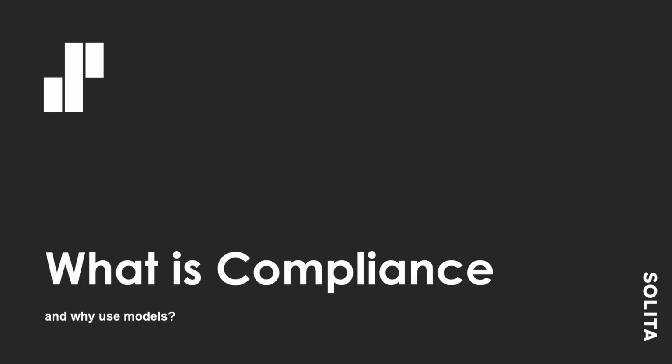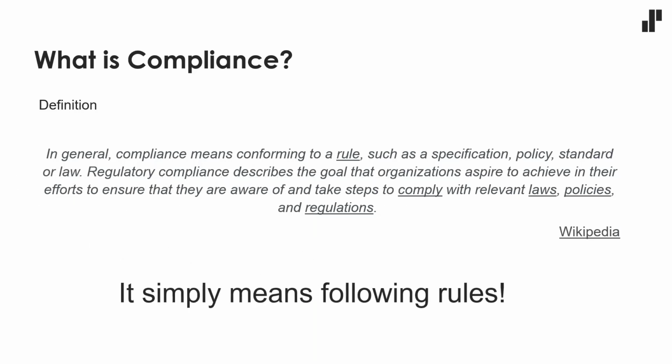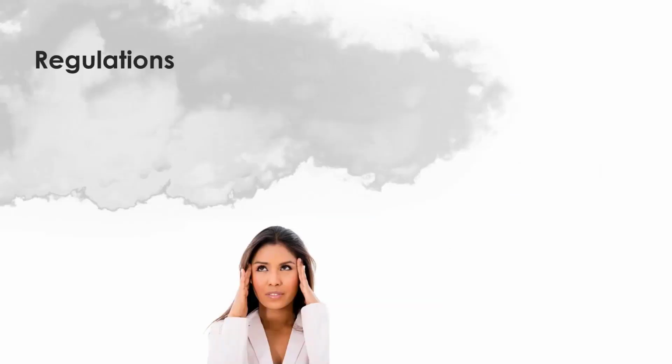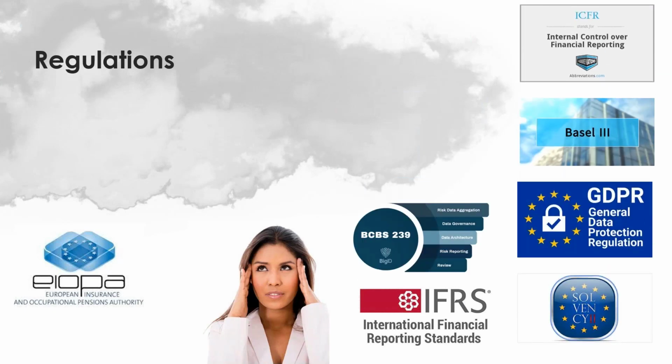So what is compliance? Well, in general, compliance is the conformance to rules. So it simply means following rules. And the rules are defined in regulations. There's a lot of them in different areas, and there will be more coming. So it's kind of an evolving story. You will have more and more rules and more regulations and more controls. So this is something you need to look into and to manage.